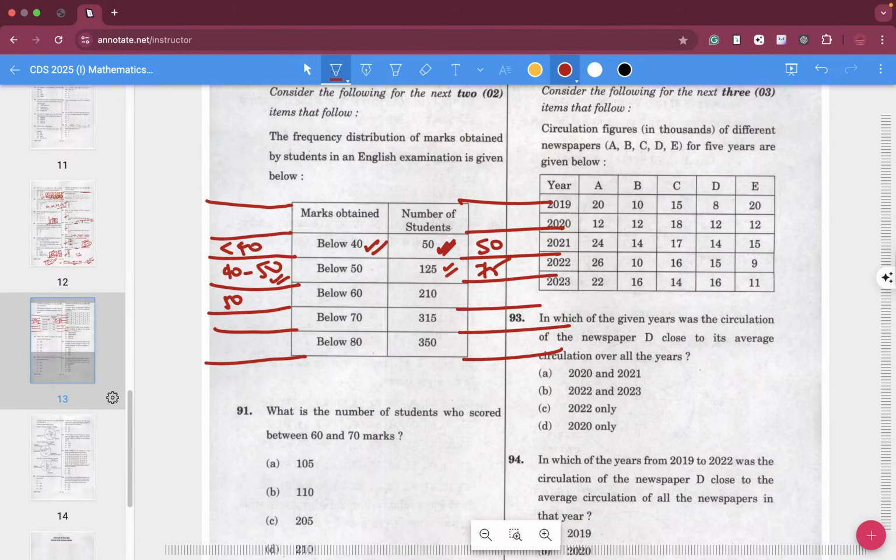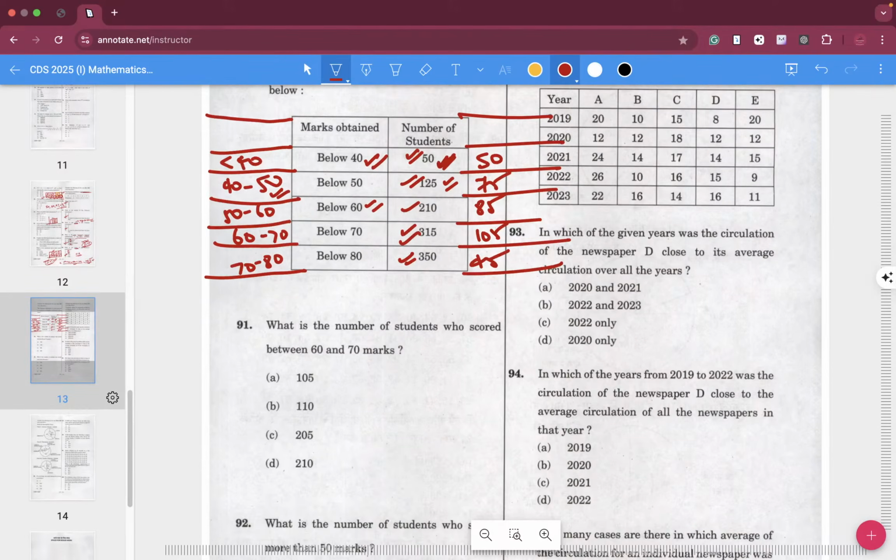Now 50 to 60, 60 to 70 and 70 to 80. Similarly, below 60, all of this 210 will contain this number and this number also. So from 210 we have to subtract 125. 210 minus 125 is 85. Similarly 315 minus 210 is 105, and 360 minus 315 is 45.